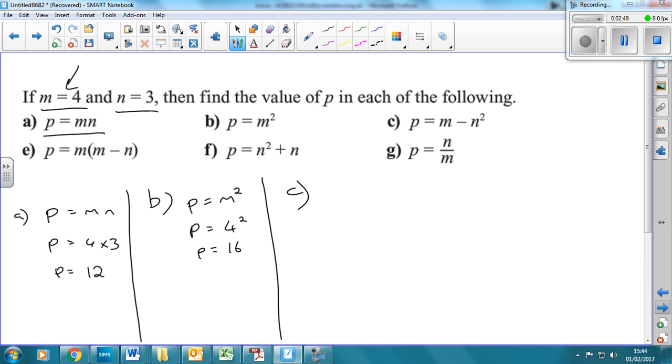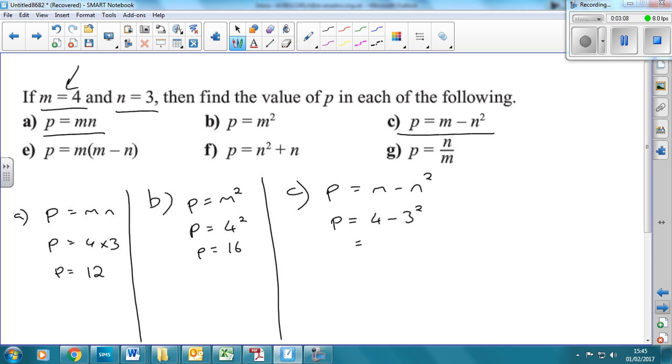Okay, question C. To write out the formula, p equals m take away n squared. So again, the first mark is always going to be for replacing or substituting the values in. So instead of m minus n squared, it's going to be 4. Instead of n squared, it's going to be take away 3 squared.